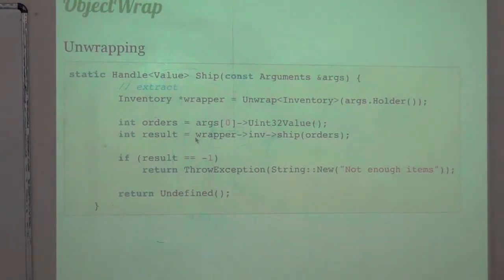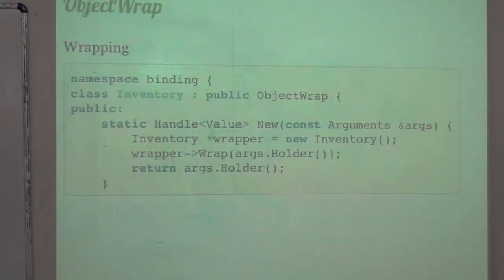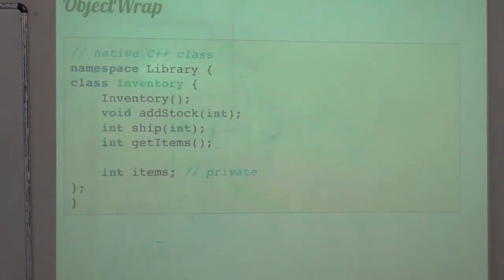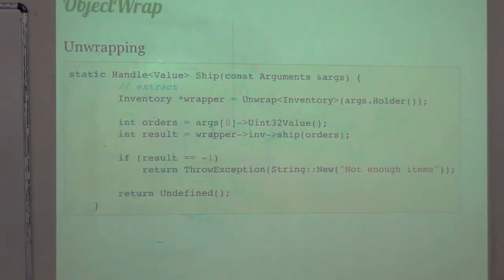So the wrapper itself will internally keep references to the native library classes. In this case it's called INV. So what I'm doing here is I'm actually calling the native method ship, and then I can check the return value and do error handling. So this is like the simplest binding you can get from JavaScript to a native library, right?